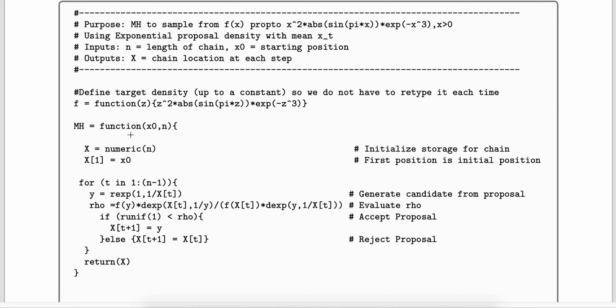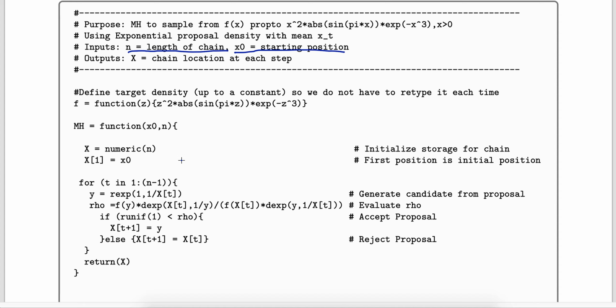All right, our function for the Metropolis-Hastings algorithm, I'm going to have two inputs. X naught is my initial position, so that's starting here. I can input a random starting position from 0 to infinity. And n, how long I want to run this chain.